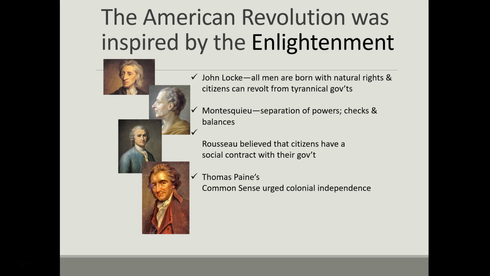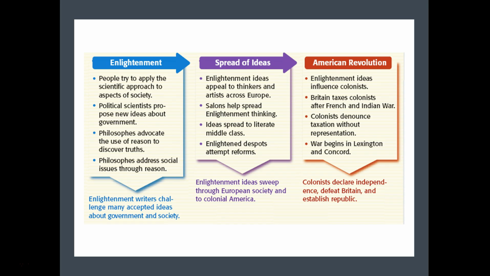We should be pro-independence. And so in the Enlightenment period, people are trying to apply a scientific approach to society. And we're coming up with new ways of doing government and new ideas about how a government should be run. We also advocate for the use of reason to discover truths and address social issues through reason. It's a very scientific and rational thought process.